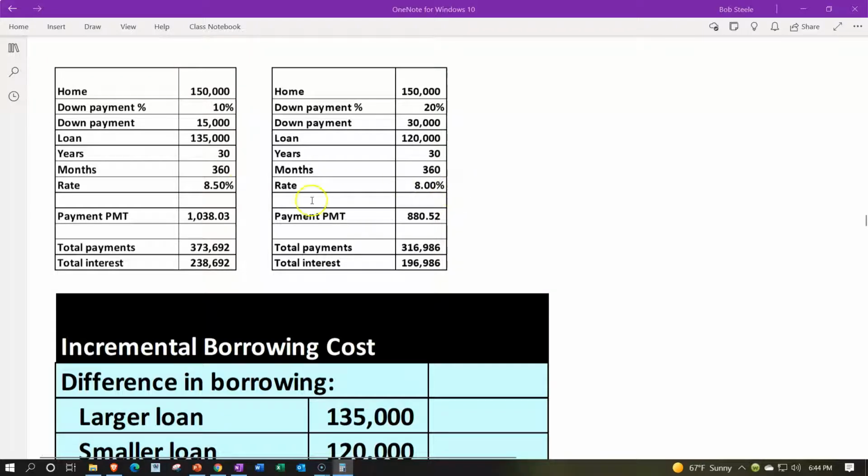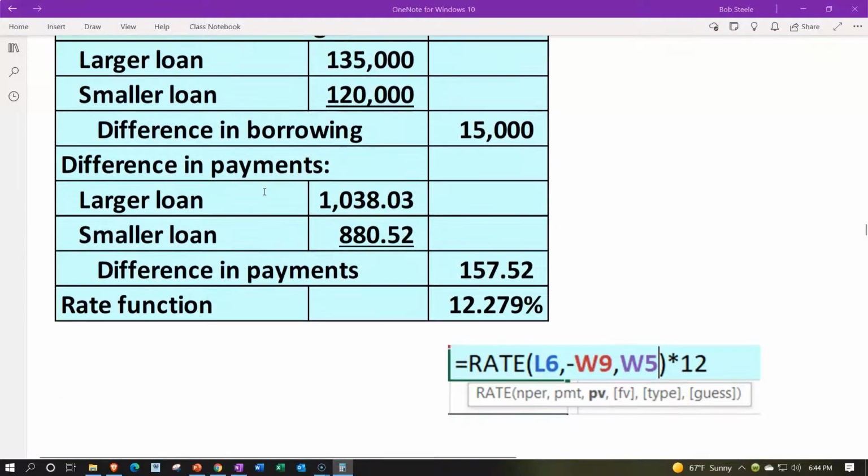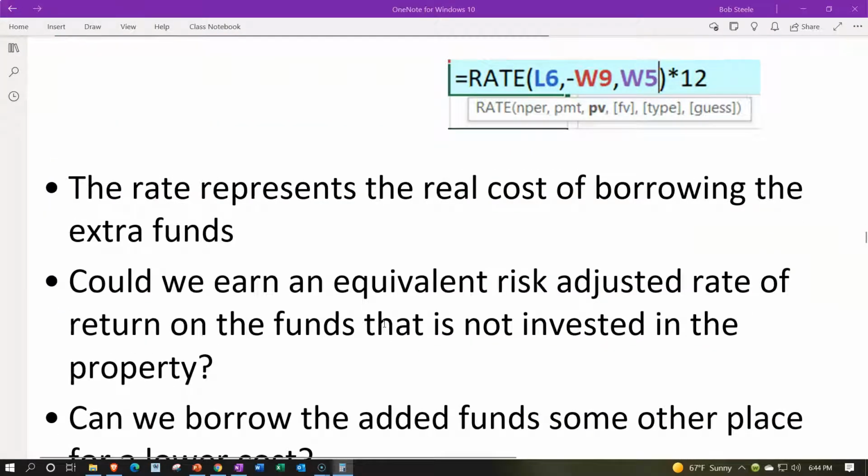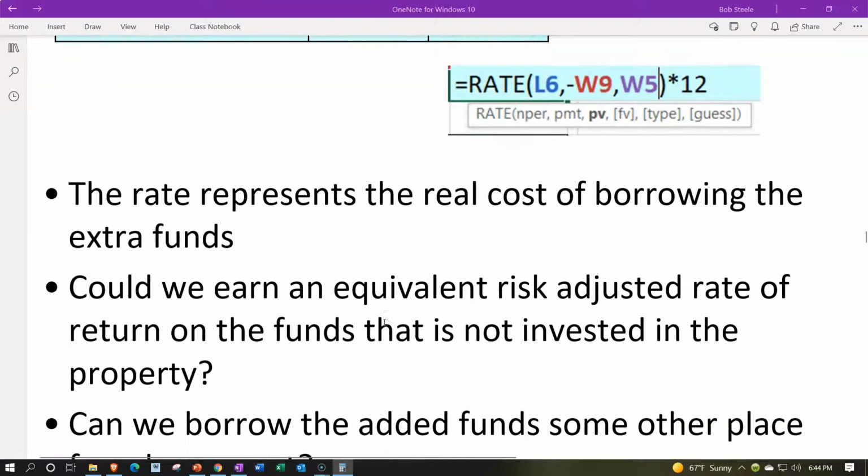So again, you're looking at these two rates up top, the 8.5 versus the 8. It went up from 8% to 8.5% to get the loan increased by that incremental amount. But when we're looking at the incremental borrowing rate, we're actually looking at the 12.279. In other words, the rate represents the real cost of borrowing the extra funds, that being the 12.279.